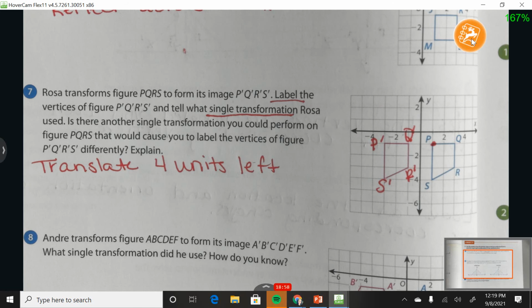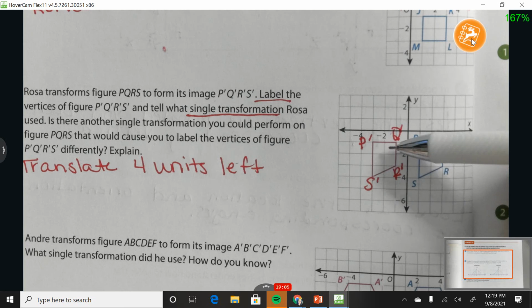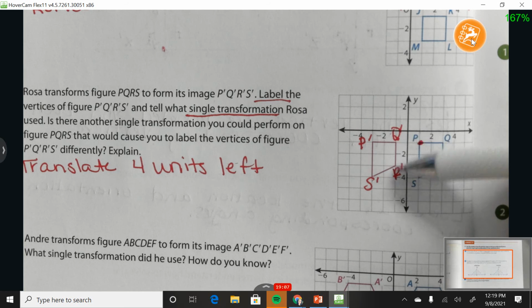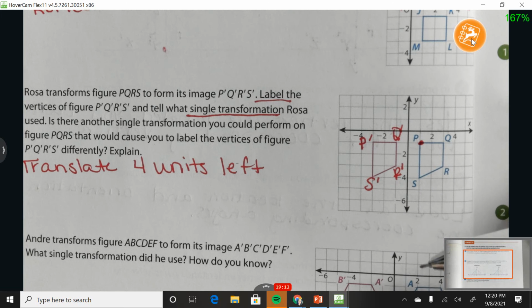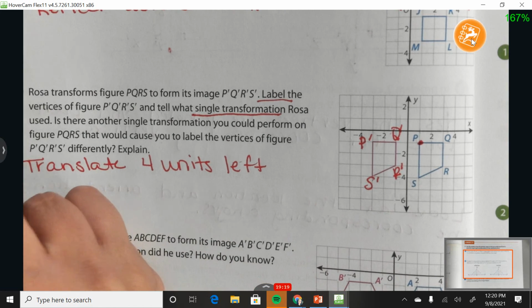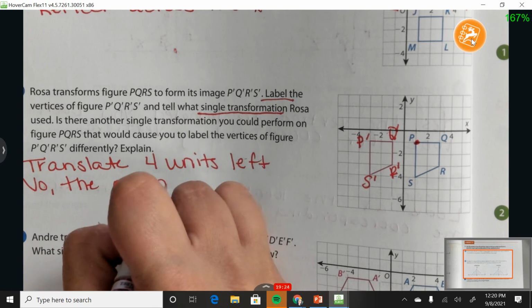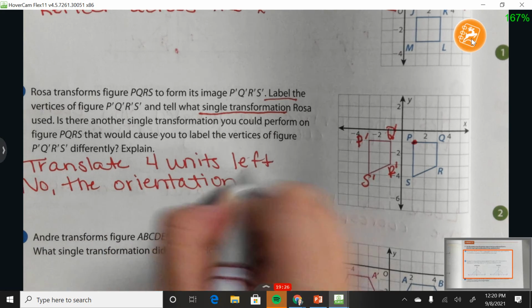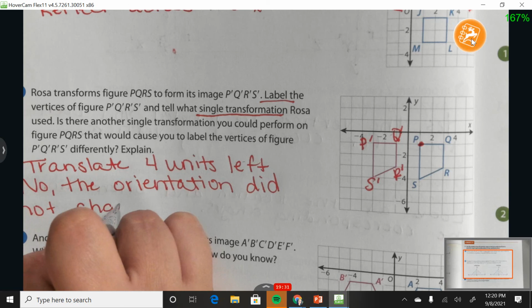Did the orientation change? Short side is on the right. When I go here, is short side still on the right? So did the orientation change? No. What is the only transformation that doesn't change the orientation? Translation. So is there another one? No. The orientation did not change.